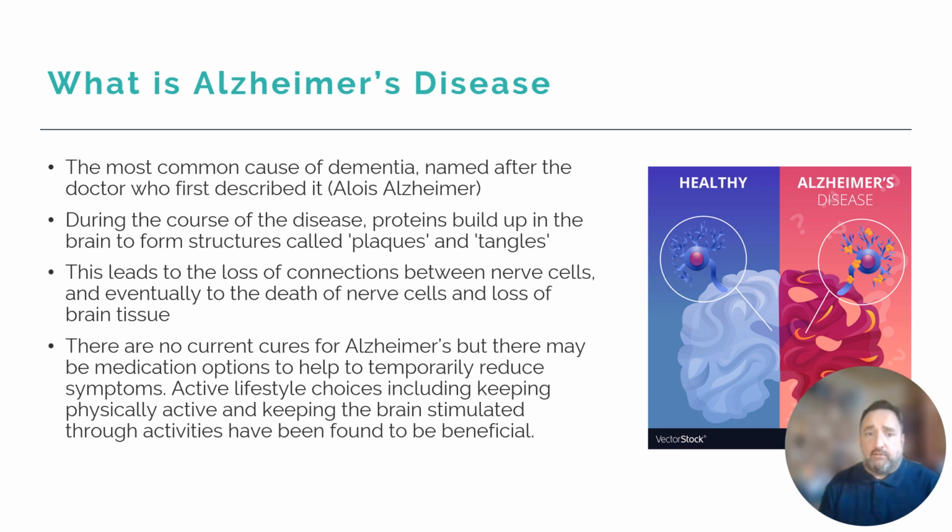So what is Alzheimer's disease? Alzheimer's disease is the most common cause of dementia, and it's named after the doctor who first described it. During the course of the disease, proteins called amyloids build up in the brain to form structures called plaques and tangles. This leads to the loss of connections between nerve cells and eventually to the death of nerve cells and loss of brain tissue. There are no current cures for Alzheimer's, but there may be medication options to help temporarily reduce symptoms. It's been shown that active lifestyle choices, including keeping physically active and keeping the brain stimulated through activities, are beneficial to slowing the rate of decline.